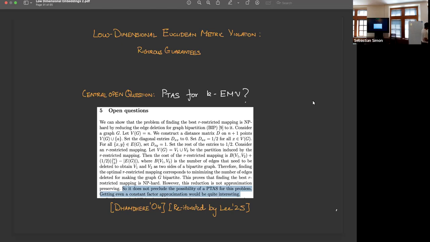And this was also posed as an open question by Dhamdhere himself, and he said there is no evidence for APX-hardness for this problem, so it is entirely conceivable that there might be an approximation scheme. Since people are more recently interested in studying these metric embedding objectives coming from practice, this problem was reiterated by Lee last year.